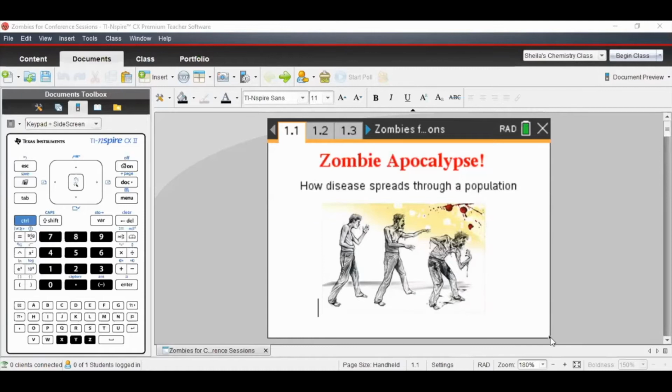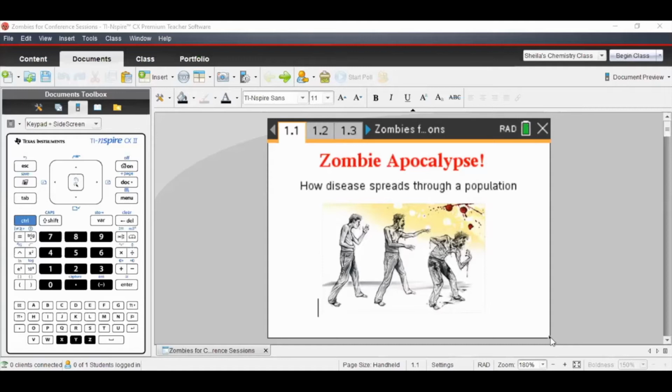So here's our first page of the activity. We have a title page here, and it talks about how disease spreads through a population. And I think right now you're probably going, that sounds sort of familiar with a situation that happened starting in about February or March in the United States and worldwide. So this is, as I mentioned, a really timely activity.